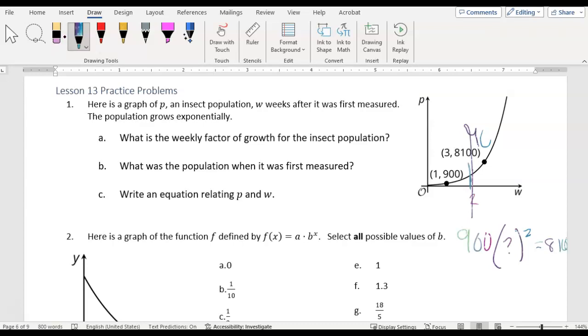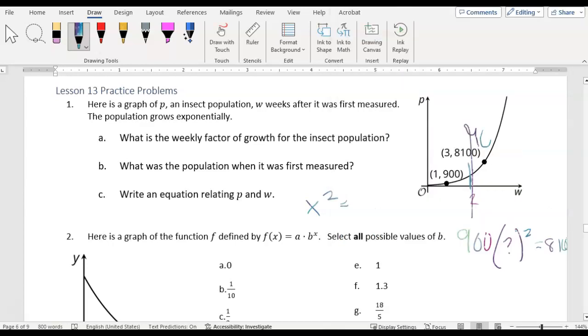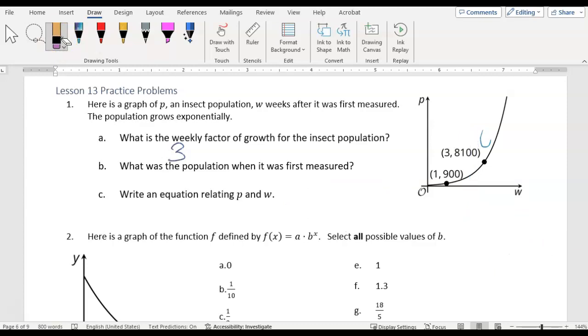So now we would have x squared equals 8100 divided by 900. So 8100 divided by 900 gives us 9, so x squared equals 9. And then the square root of that would be 3. And so this means that the weekly factor is multiplied by 3. Now we can go ahead and test that out and make sure that that is in fact true.